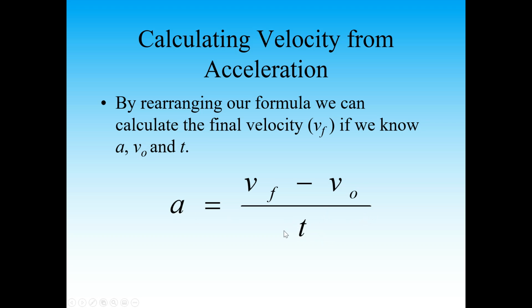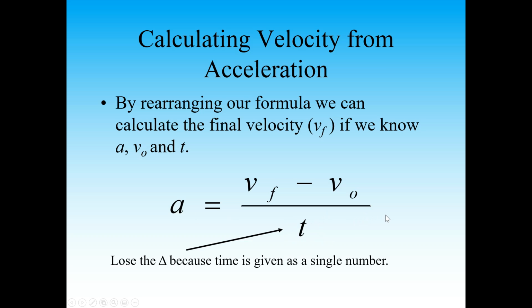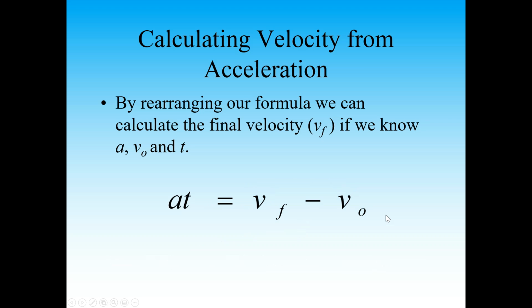We can get rid of that delta on the time because time is just time, it's a total, and generally it's a single number. And so if we want to solve for the final velocity, we just do a little formula manipulation. We're just going to flip this real quick, and then I'm going to add the VO to both sides, and I get VF equals VO plus AT. So simple formula manipulation will get us what we need.